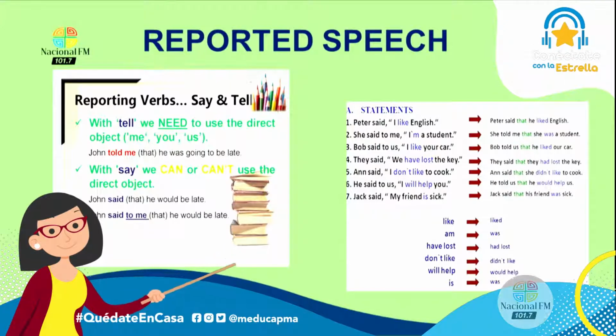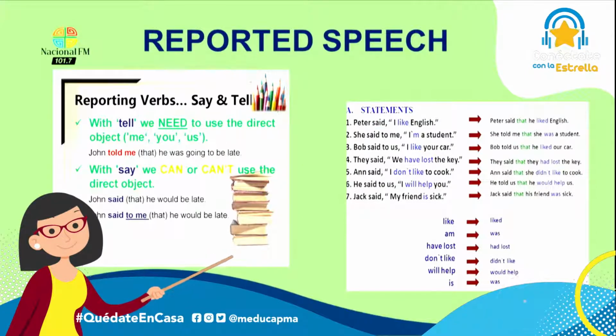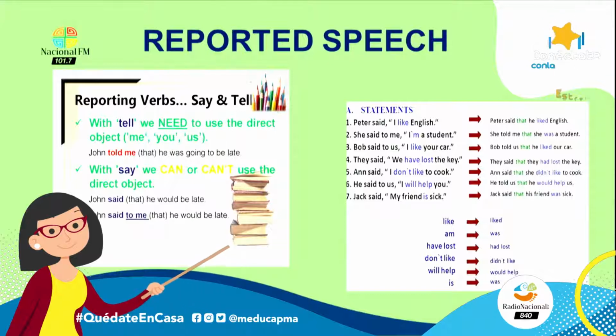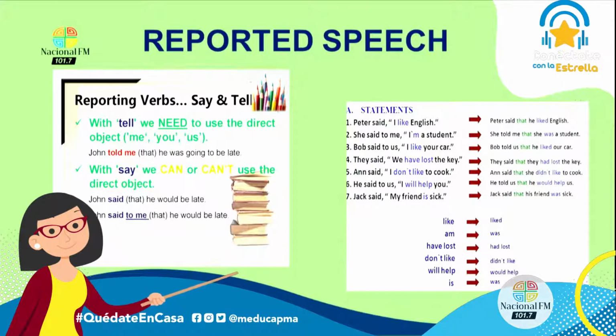Tell me, me dijo. Tell you, te dijo. Tell her, le dijo a ella. Tell him, le dijo a él, okay? When we use the verb say, decir, we can or can't use the direct object. It's not necessary to use the direct object. For example, John said he will be late. John dijo que llegaría tarde. Or you can say, John said to me that he will be late. John me dijo a mí que llegaría tarde.